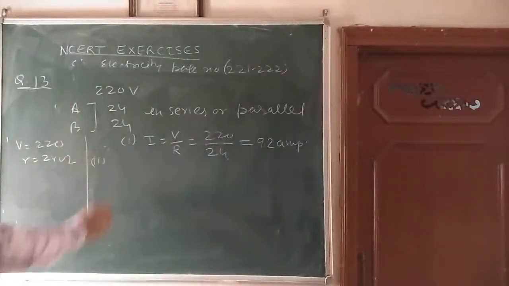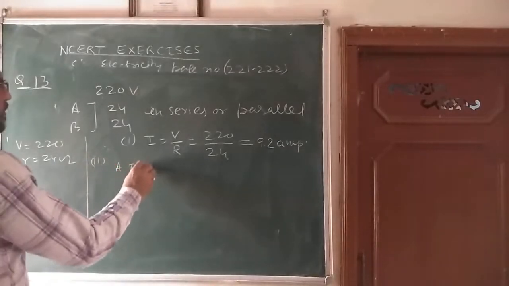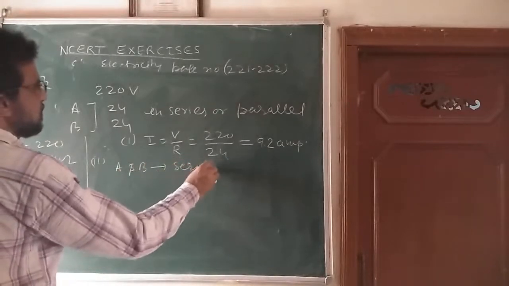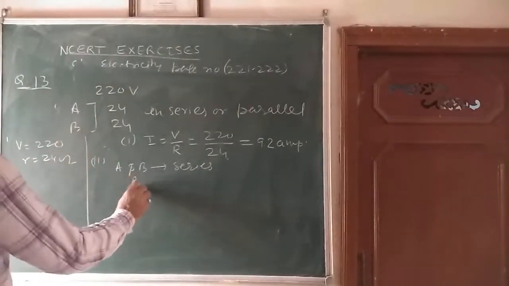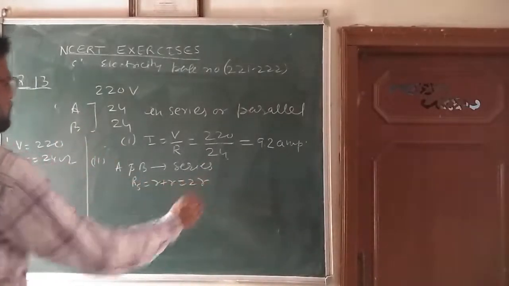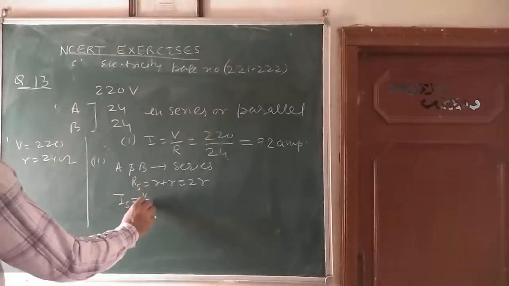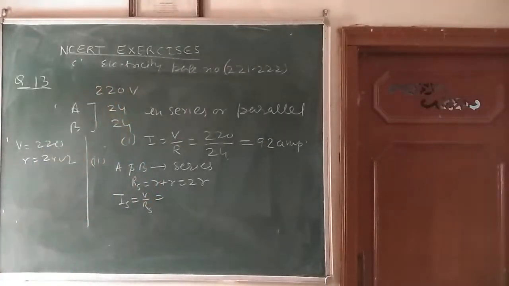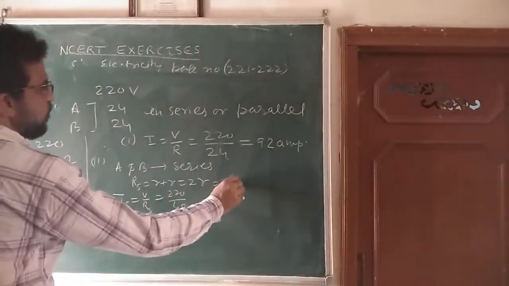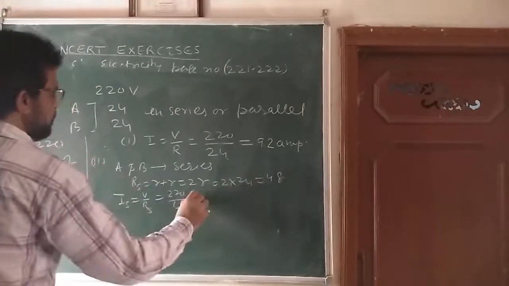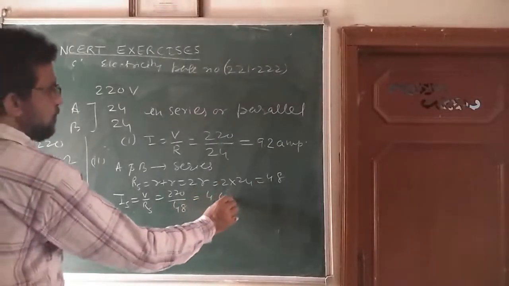Then, in the second case, when the two coils A and B are connected in series, the equivalent resistance in the series combination would be Rs is equal to R plus R, that is 2R. So current would be Is equal to V by Rs. Here V is 220 divided by 48, because 2 into 24 is 48. Solve it. You will get slightly less, that is 4.6 ampere.